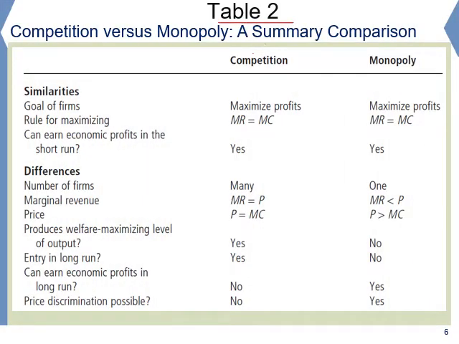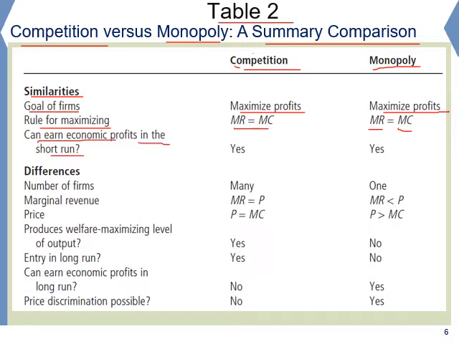This table provides a summary comparison between perfect competition and monopoly. Let's talk first about the similarities between these two markets. The goal for a firm in perfect competition is to maximize profit. For a monopoly it is also to maximize profit. The rule for maximizing profit is that a perfectly competitive firm will maximize profit whenever marginal revenue equals marginal cost. For a monopoly, marginal revenue also equals marginal cost, the same. Can a firm earn economic profit in the short run? For perfect competition, yes. For monopoly, also yes.